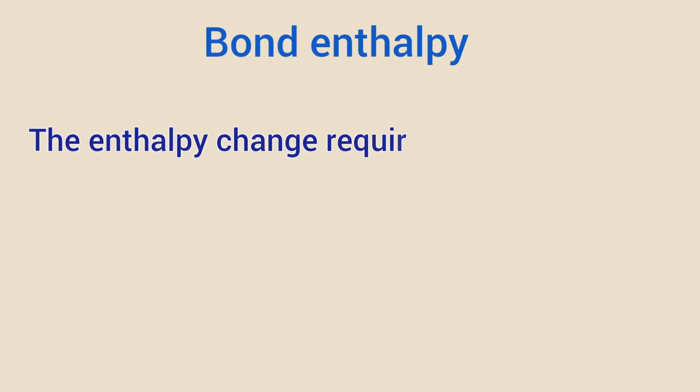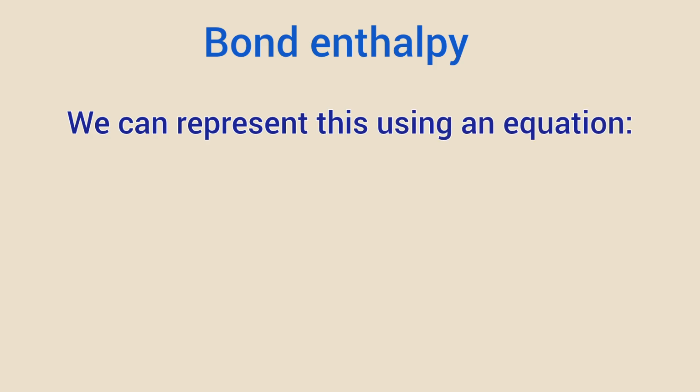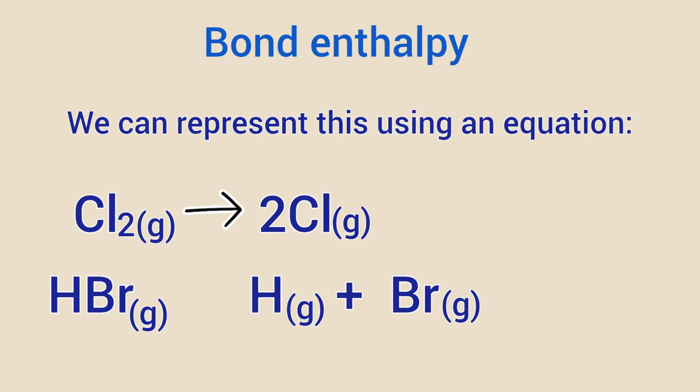Bond enthalpy can be defined as the enthalpy change required to break 1 mole of a specific type of covalent bond in the gas phase. We can represent this using an equation. The example equations below show how this would look for hydrogen bromide and chlorine. Notice how we start with a covalent molecule in the gas phase, and then the covalent bond breaks and we end up with 2 separate atoms also in the gas phase.